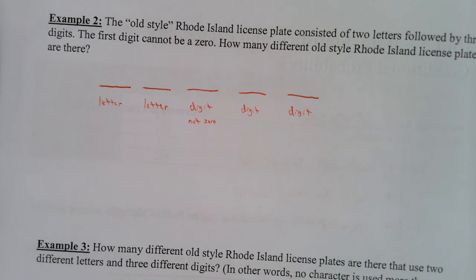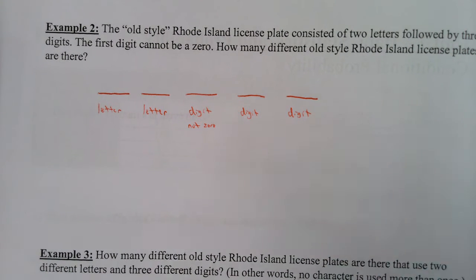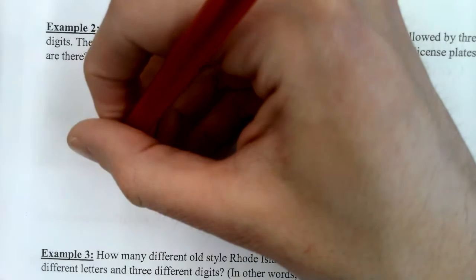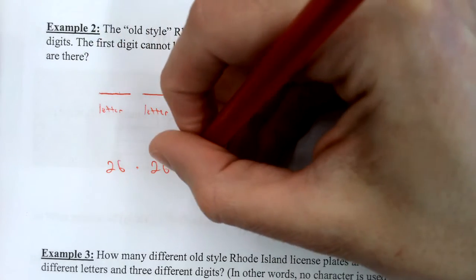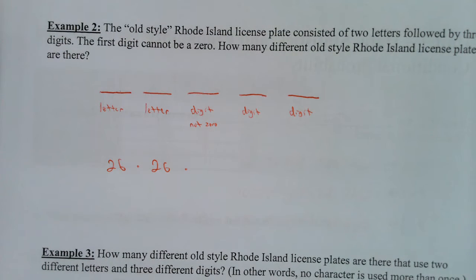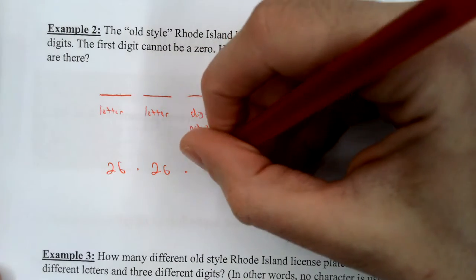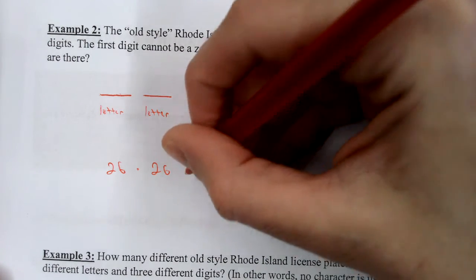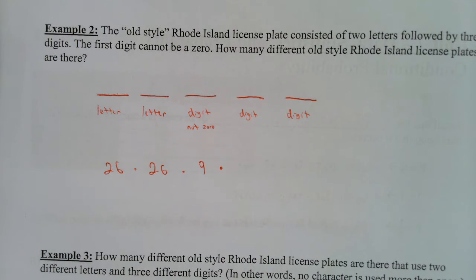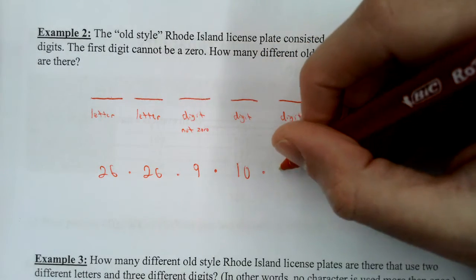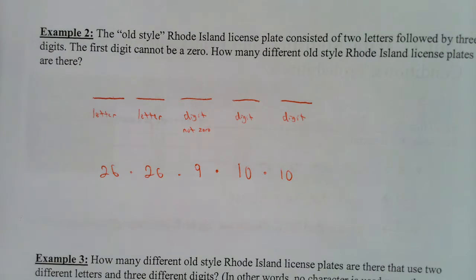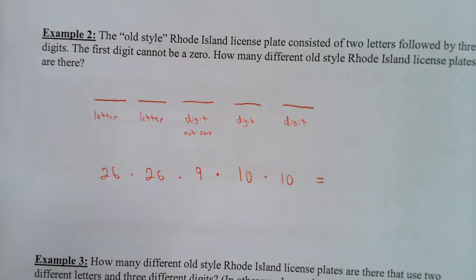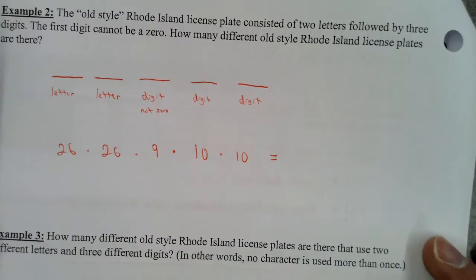Okay, so let's think about this. There's 26 letters in the alphabet. So there's 26 possibilities here times 26 possibilities here times the digit. The first digit cannot be 0, so you can have 1, 2, 3, 4, 5, 6, 7, 8, 9. So there's 9 possibilities. The next digit has no restriction, so it can be 0 through 9. So there's 10 possibilities. And then the same thing for the last digit, 10 possibilities. You multiply those 5 numbers and you get 608,400 possible license plates.